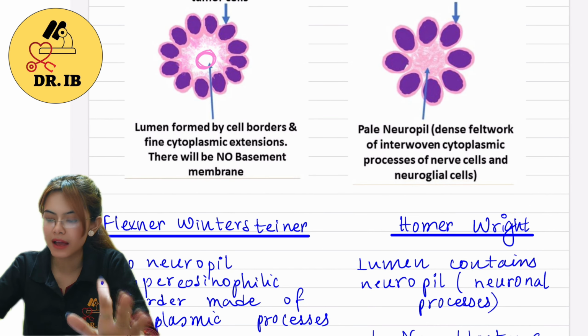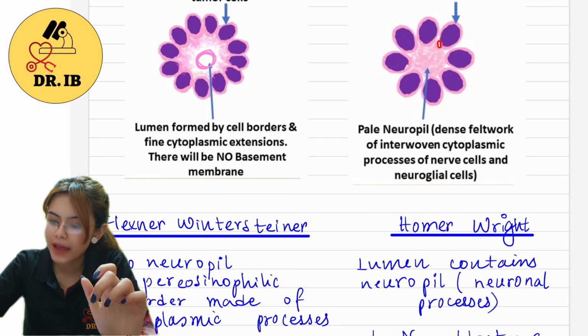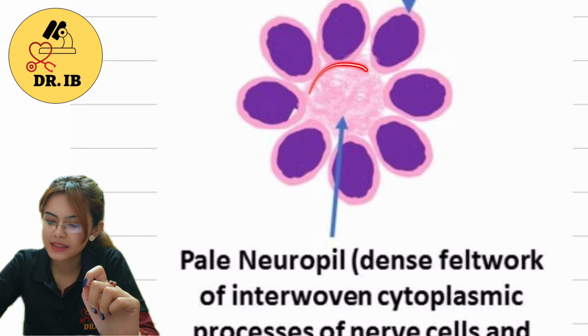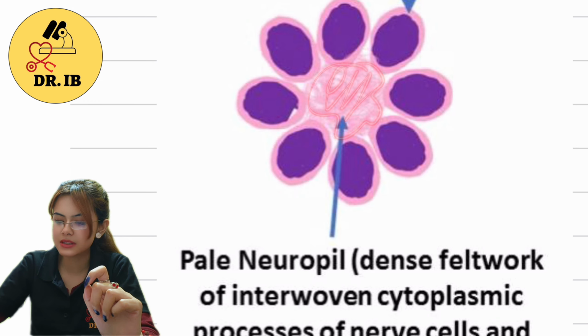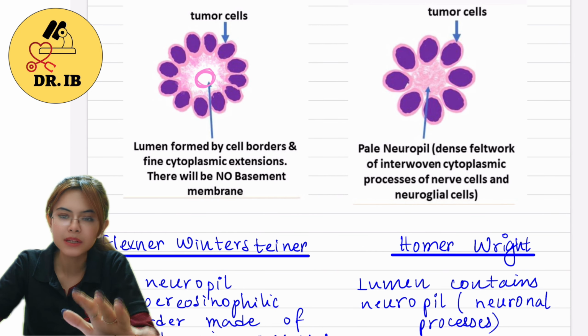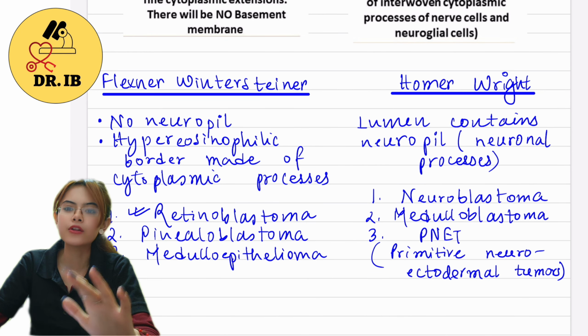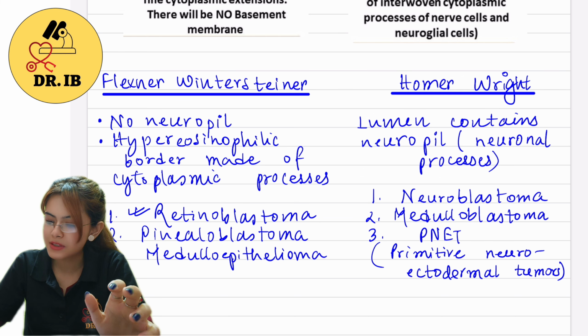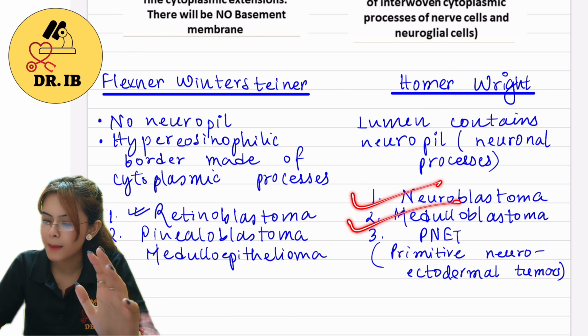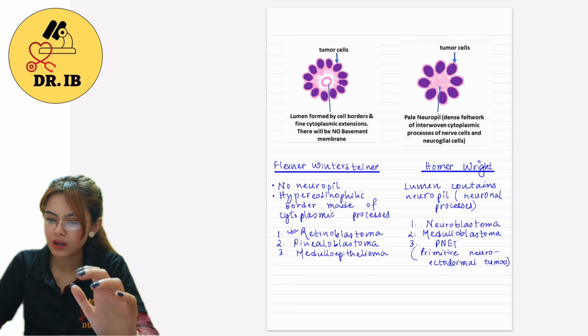Next one is the Homer Wright rosette. Here you are going to get the neuropil. So as you can see, these are basically the cytoplasmic processes in the center. So the center is not completely empty. Here you have the neuropil. Okay, so the lumen contains the neuropil, which are the neuronal processes. Now examples: neuroblastoma, medulloblastoma, PNET or primitive neuroectodermal tumor.